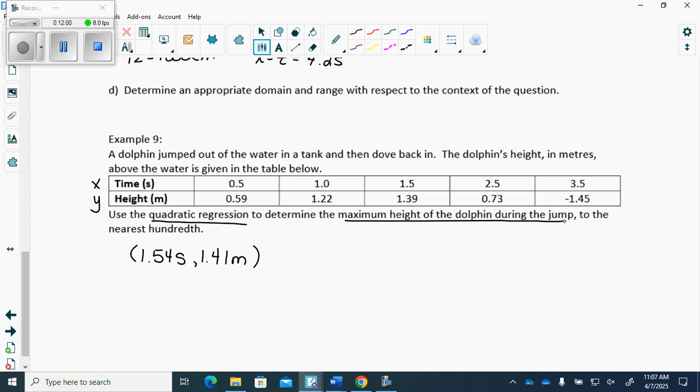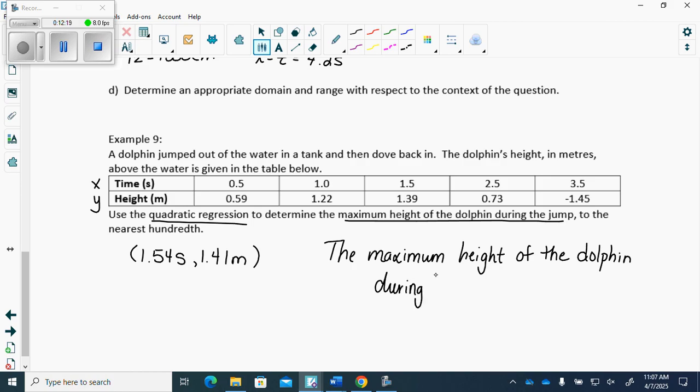Okay? So, the maximum height of the dolphin during the jump was 1.41.